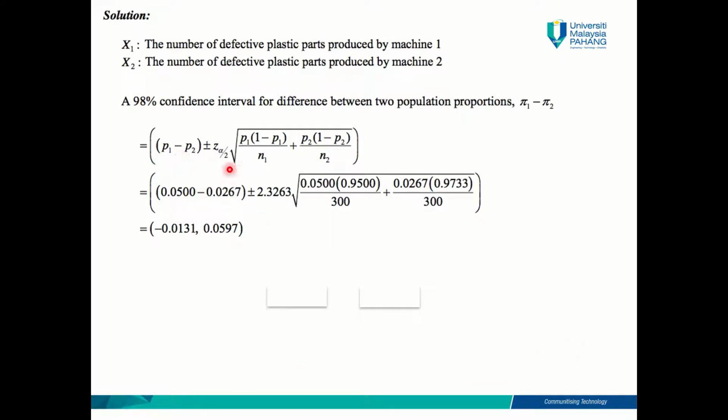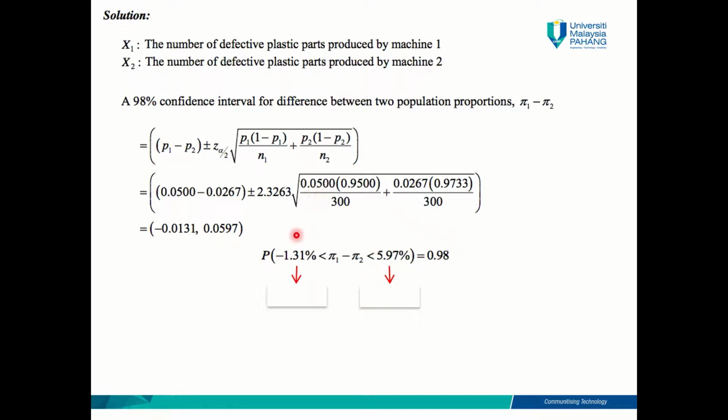Okay, substitute all the values accordingly, carefully. Slow and steady, do this carefully, and you should be able to get negative 0.0131, 0.0597 as the confidence interval that will help you to estimate the differences between the population proportions of defective parts in machine 1 and machine 2. Okay, so now let's focus on the lower and the upper boundary here. Now this confidence interval tells us that the probability of finding the differences between pi 1 minus pi 2 within negative 1.31% and 5.97% is 0.98.